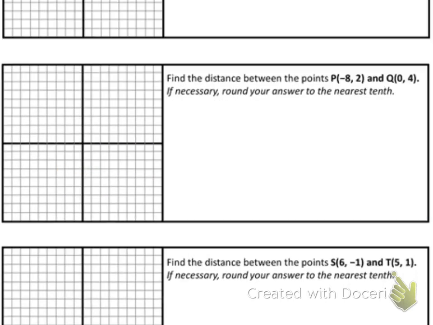All right, looking at the next example, we're going to plot these points. P is -8, 2. So I'm going to go left 8, up 2, put a dot. Q is 0, 4. Start at 0, move up 4, put a dot. All right, drawing my lines. I want to show you that you can draw the triangle the other way. It doesn't matter as long as you create that right angle right there.